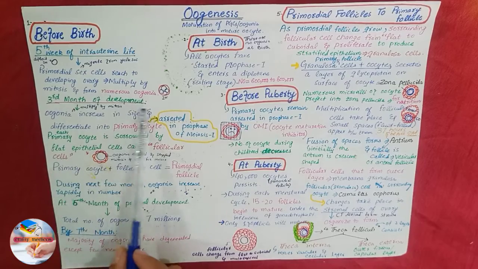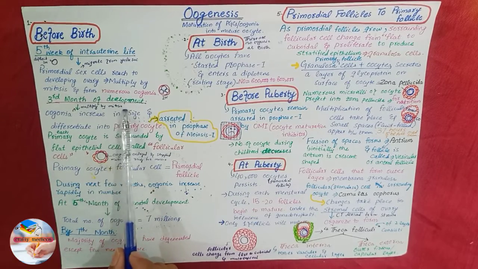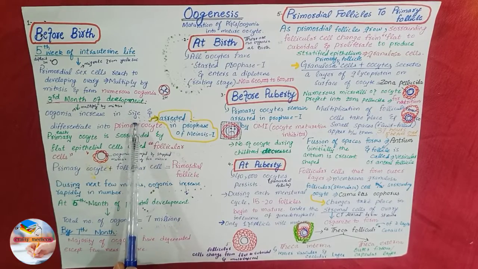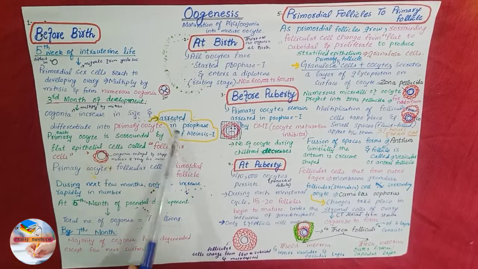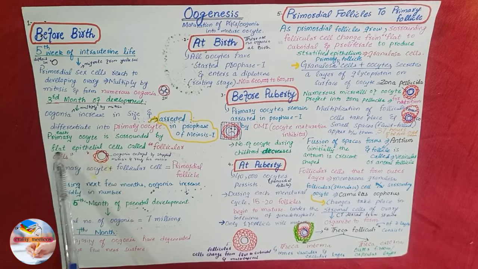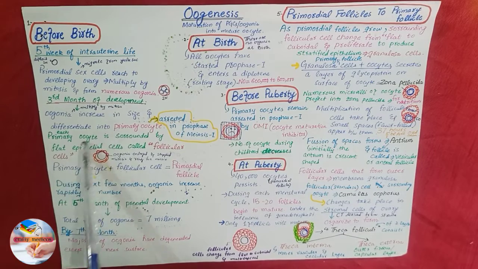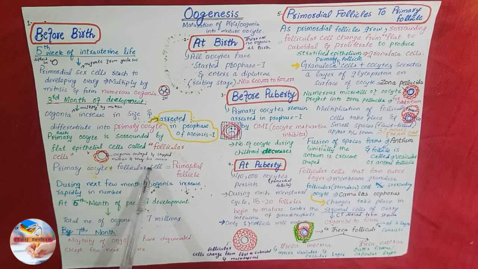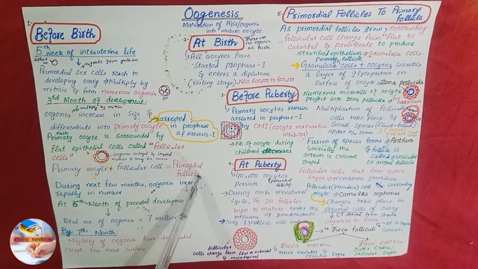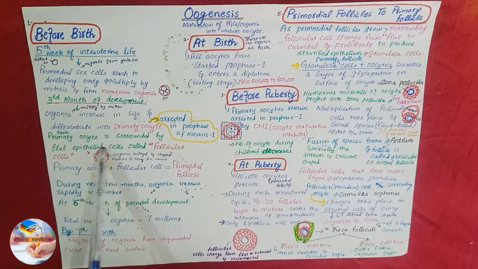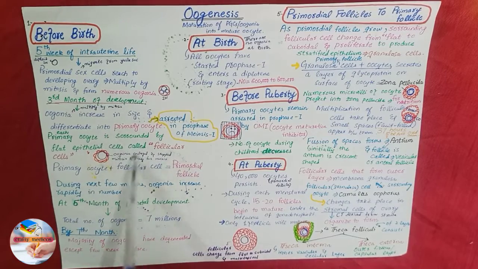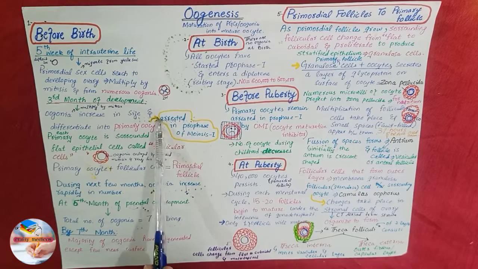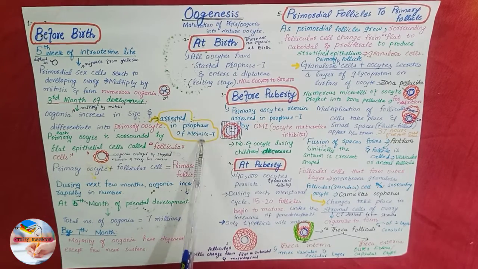Then by the 3rd month of development, oogonia multiply by mitosis, increase in number and size, and differentiate into the primary oocyte. Each of these primary oocytes is surrounded by connective tissue cells that consist of a flat layer of flat epithelial cells called the follicular cells, and the primary oocyte along with these follicular cells is called the primordial follicle. Now this primary oocyte has stopped mitosis and is ready to enter meiosis, and is arrested in the prophase of meiosis 1.